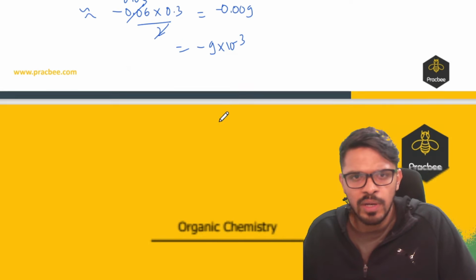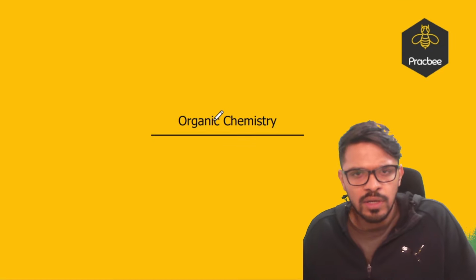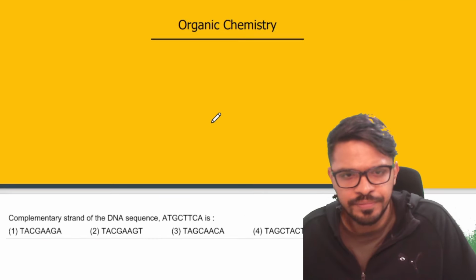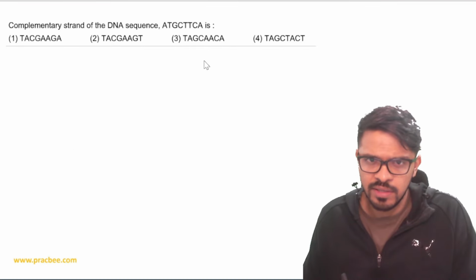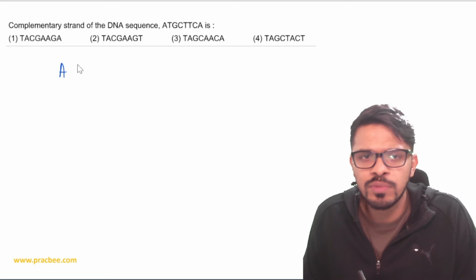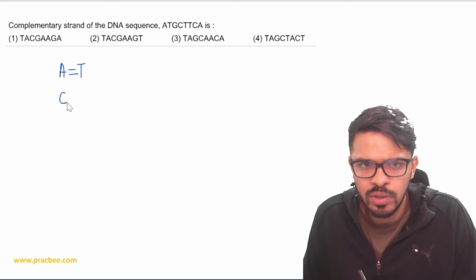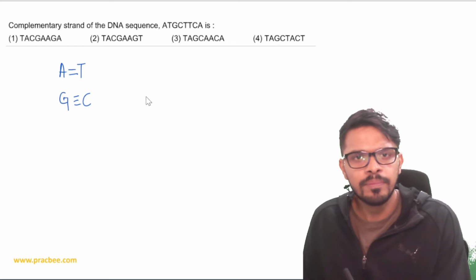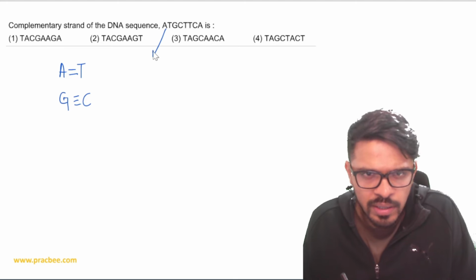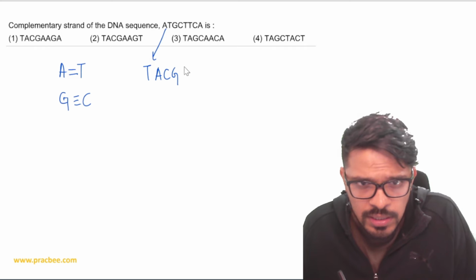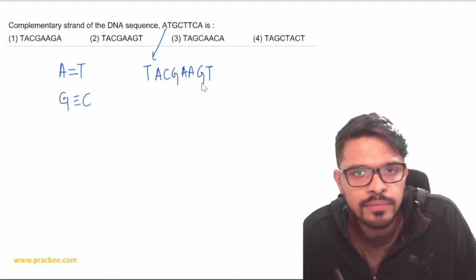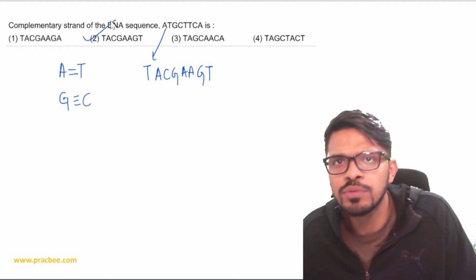Again, an easy question from electrochemistry. So let's see the questions of organic chemistry. They are asking what is the complementary strand of the DNA. So we know A always forms a bond with T, 2 hydrogen bonds, and G always forms a bond with C, 3 hydrogen bonds. So A and T are complementary. So for A it would be T, C, G, A, G, T. I think B is our answer. Second option is our answer.